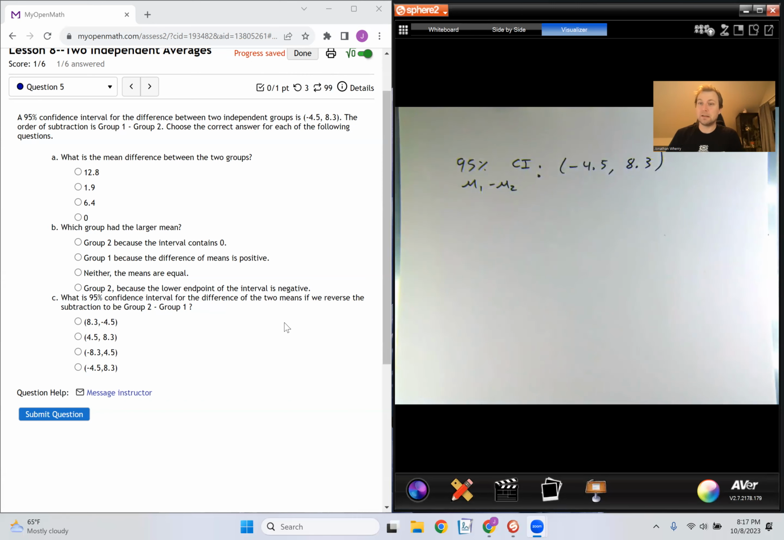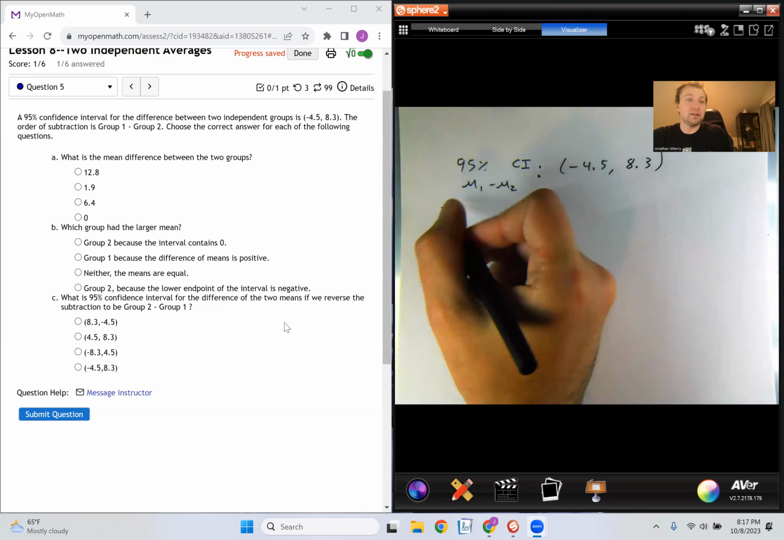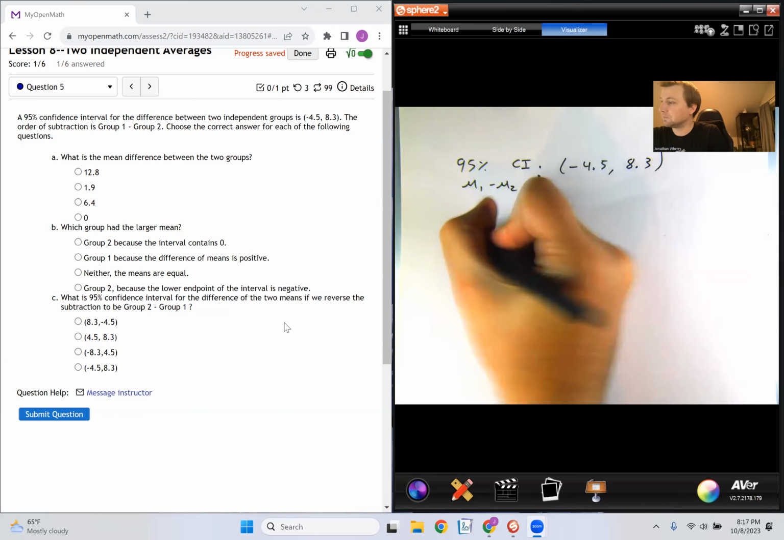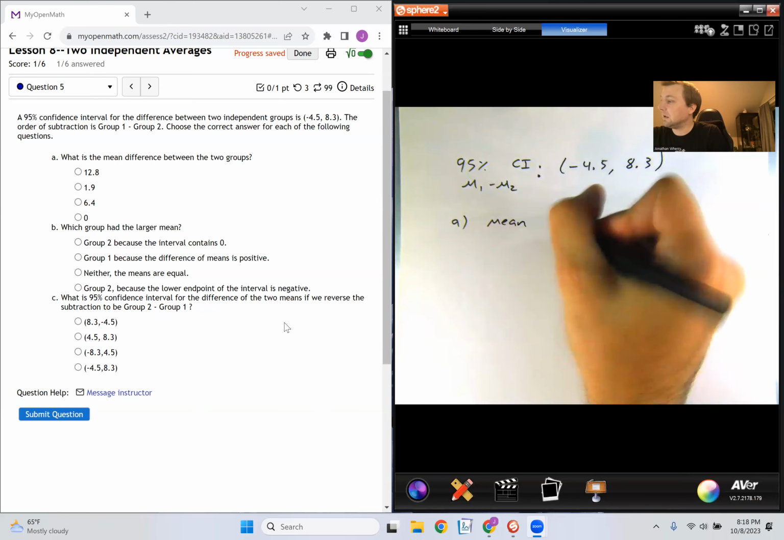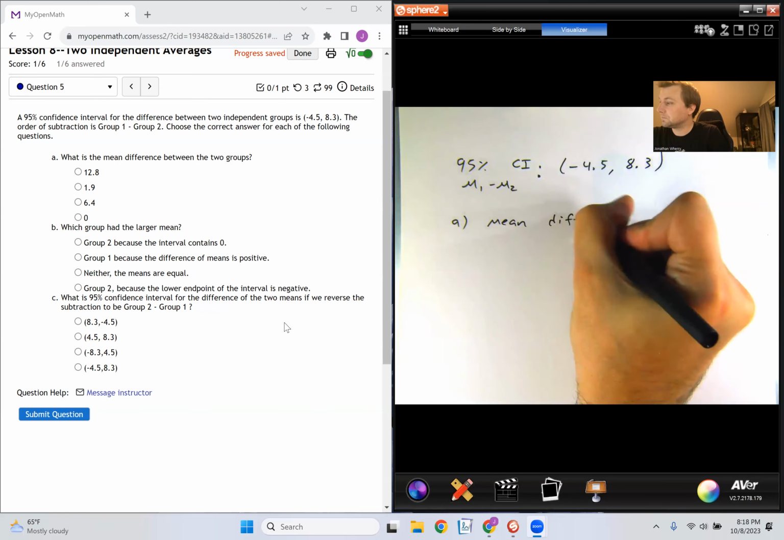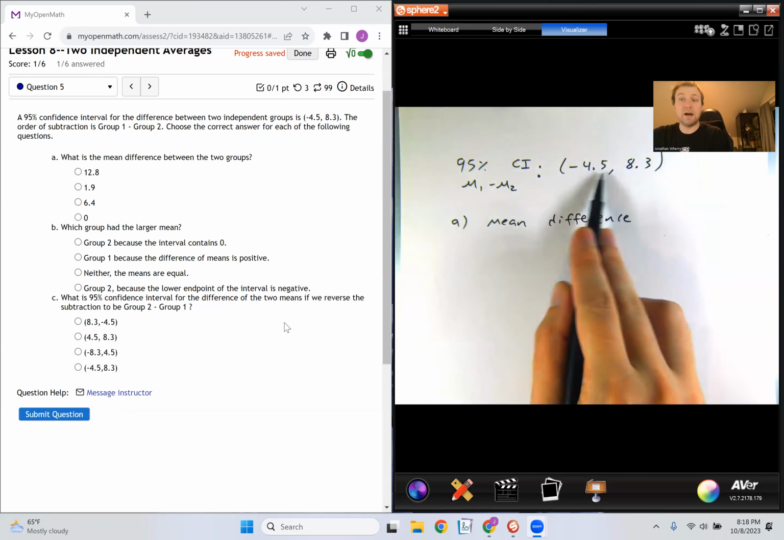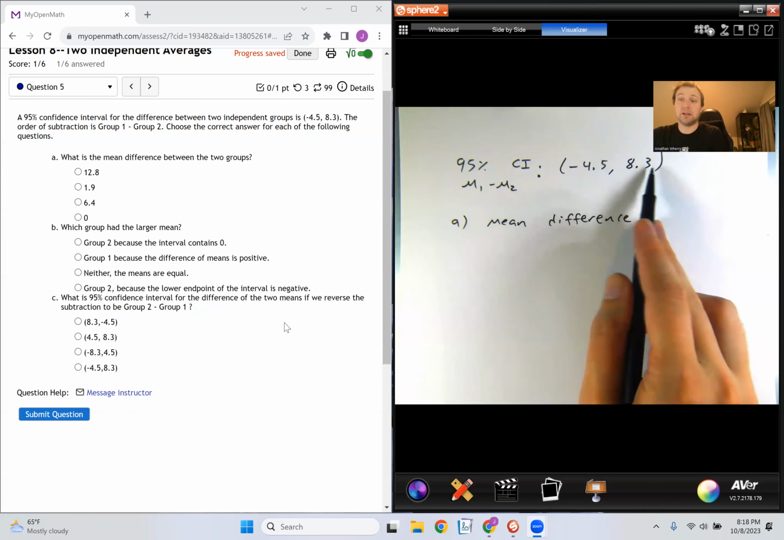So in this, there's no statistical evidence of a difference between the two groups, but one group might have had a slightly larger sample size. The first part here is asking, what is the mean difference between the groups? The mean difference is going to be somewhere between negative 4.5 and 8.3.